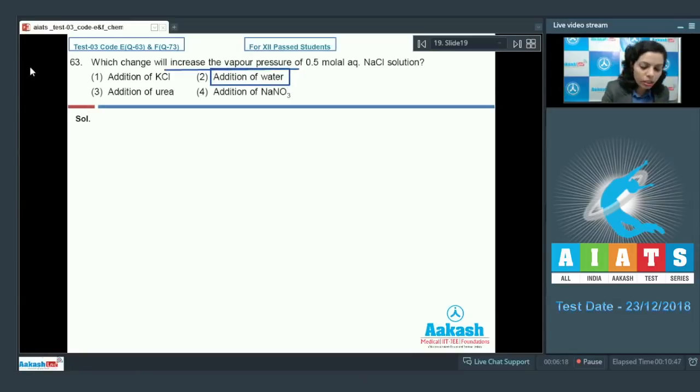And if you add water, there would be fewer particles in a given volume, and definitely there would be an increase in the vapor pressure. And this is the correct answer for our question also. Now after this, let's take the next question.